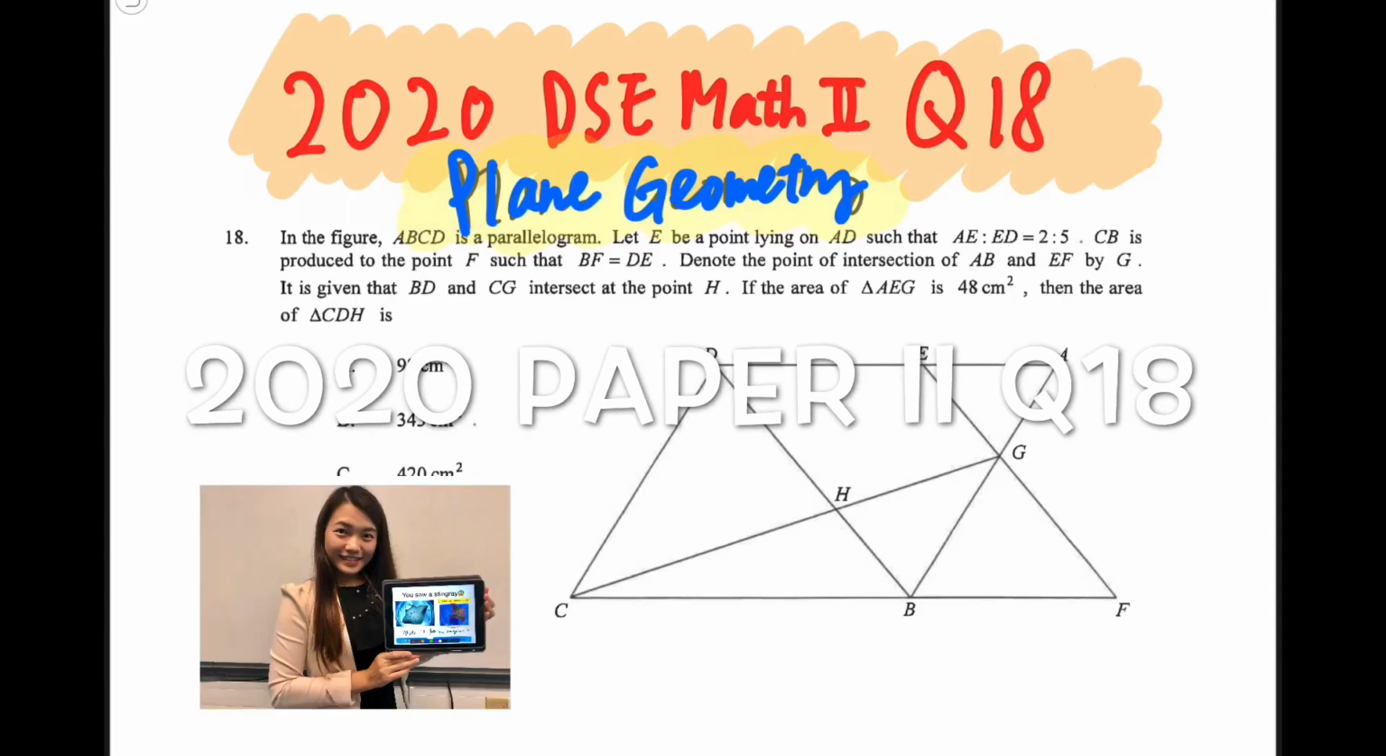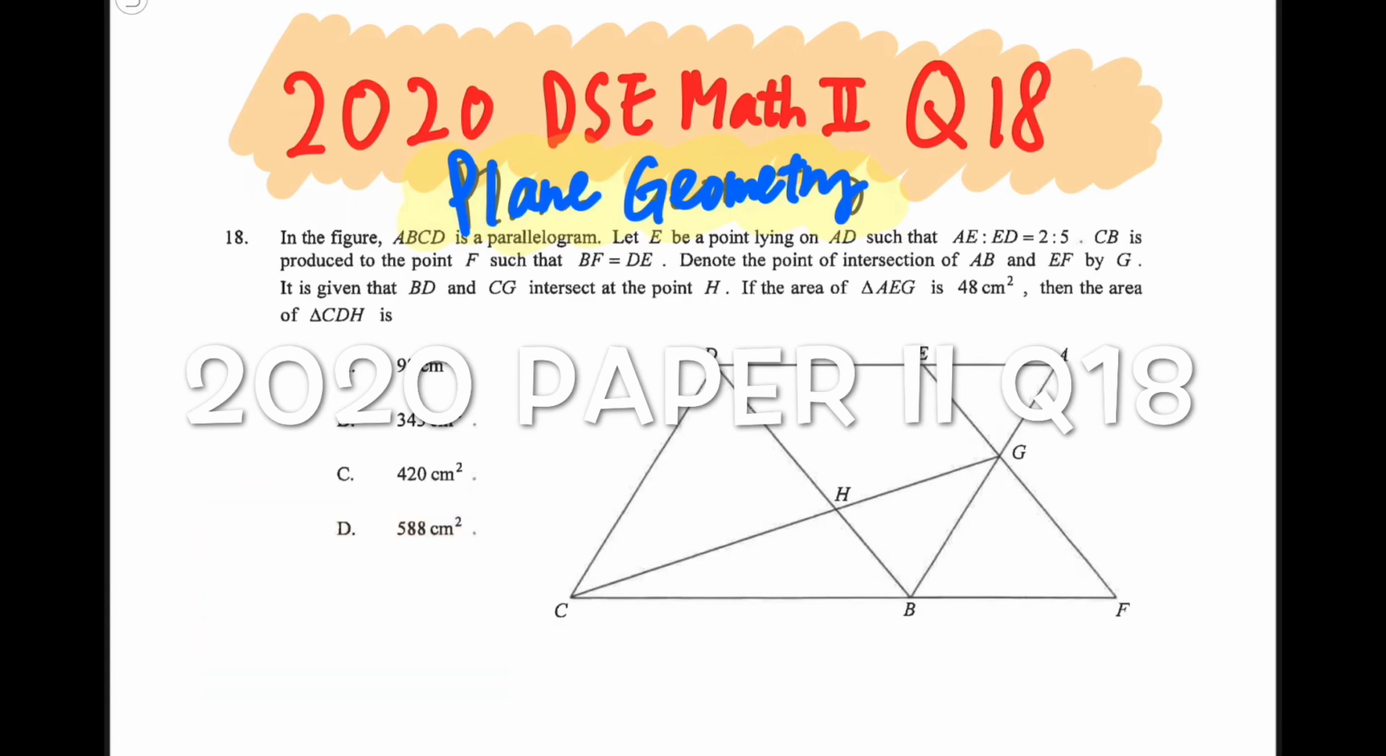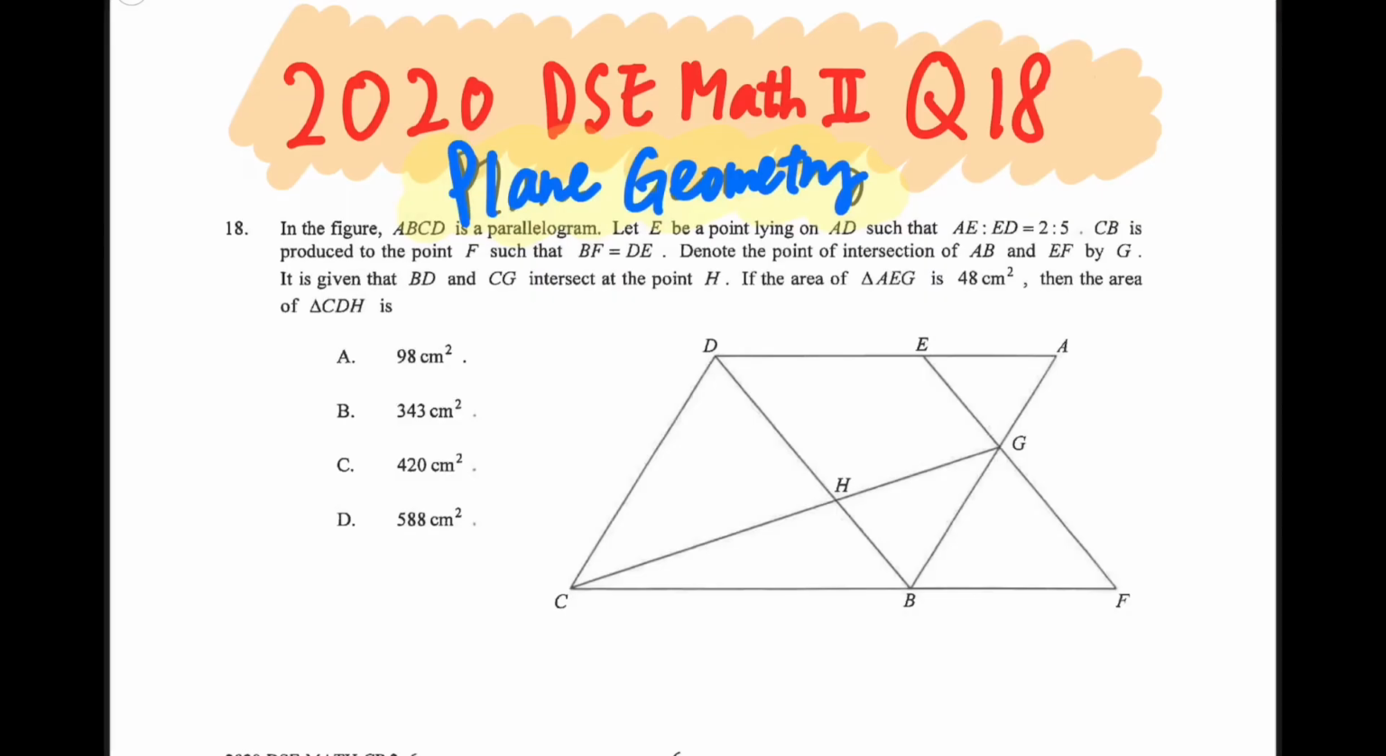Today I'm going to go through the 2020 Math DSE past paper, question number 18, on plane geometry. First of all, the only information we know is the 2:5 ratio, so I write down 2:5 in the same color. And then they say it is a parallelogram as well, and BF also equals DE. So that means that would be a 5 in the ratio as well.